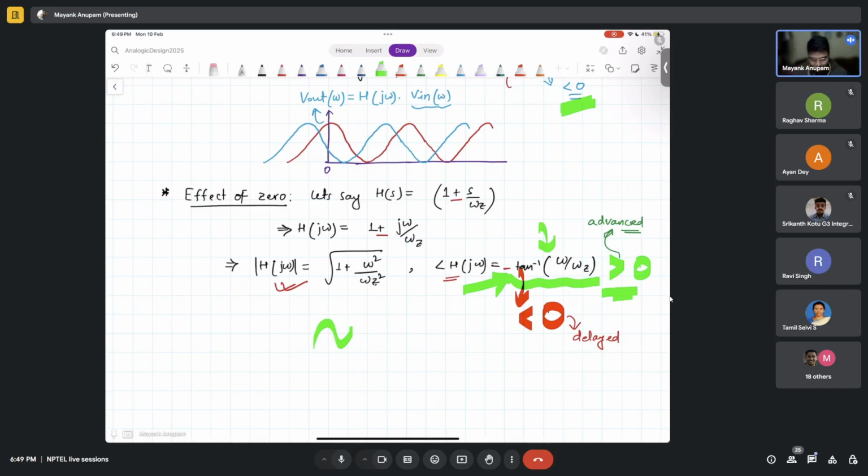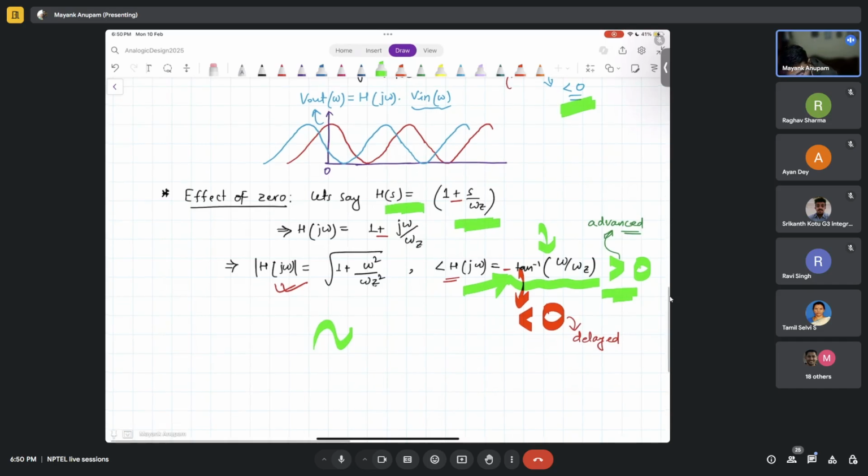If the zero is in the left half plane, it means the system is advanced, right? And if we only have zeros in the system, and all the zeros are in the left half plane, it looks like the system is seeing into the future, isn't it?